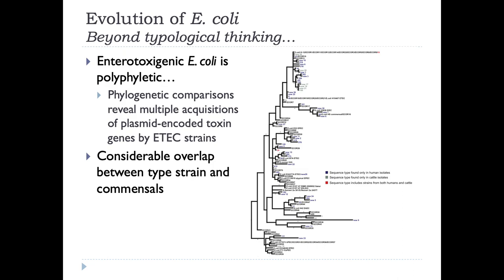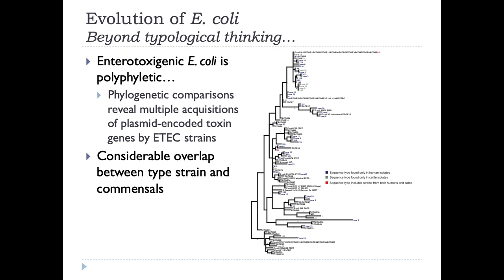And what we found was there was this riotous variation among the different ETEC strains, so that they sat on different parts of the phylogeny. What this means is that their chromosomes are all quite different. And the only thing that actually makes them into an ETEC is the fact that they get a plasmid-encoded toxin that's acquired on a plasmid.